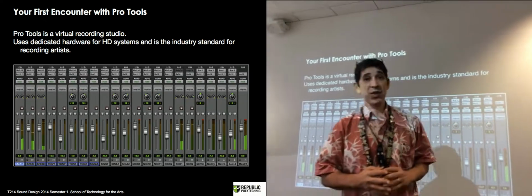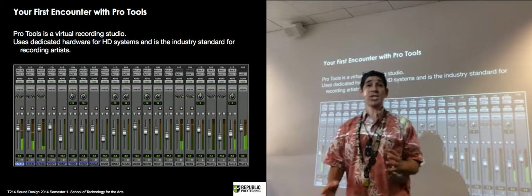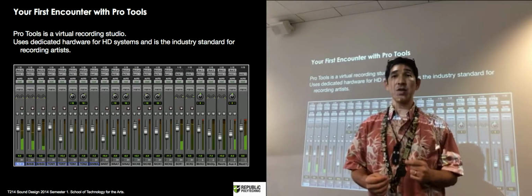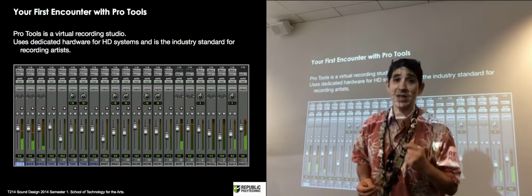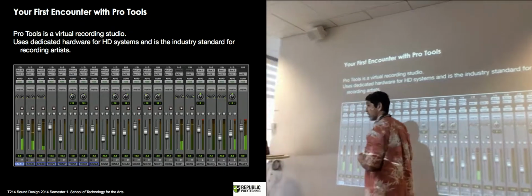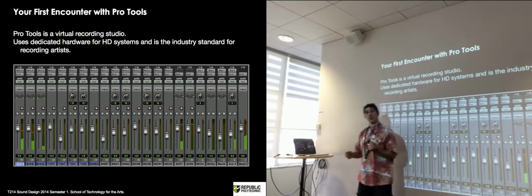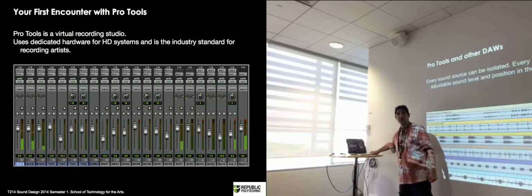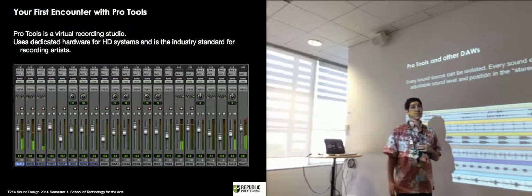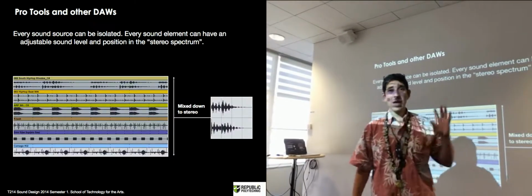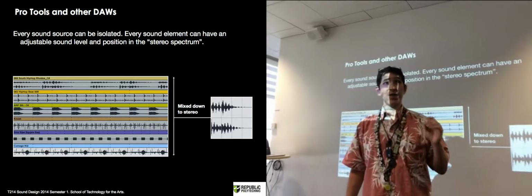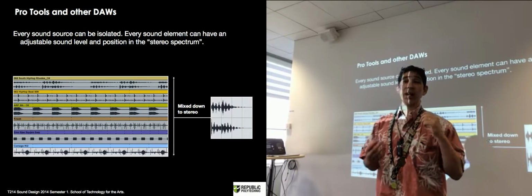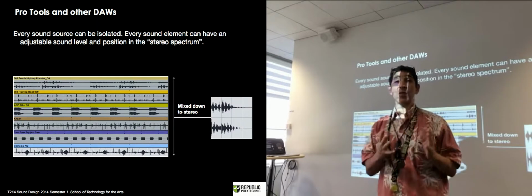Now, Pro Tools is a virtual recording studio, a digital audio workstation. And in some parts, we still use dedicated hardware for this because it is so important. This is one of the industry standards for audio editing. There's about two different types of audio suites that are used. Pro Tools is one. And so if you can get that one, you should be able to get anything else. All right. Every sound source can be isolated, and every sound element can be adjusted in terms of levels and all sorts of things. And we use the DAWs to help us do this.